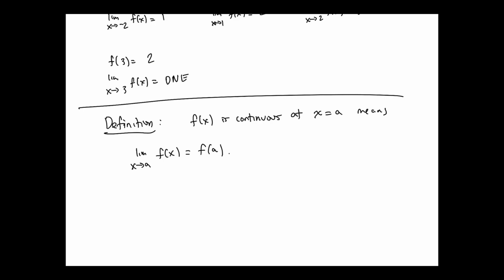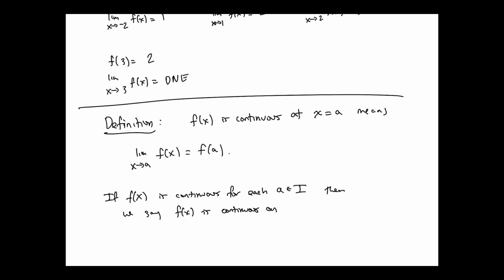Okay, and so we say, another definition: if f of x is continuous for each a in some interval I, then we say f of x is continuous on I. Okay, so I use some symbols here.